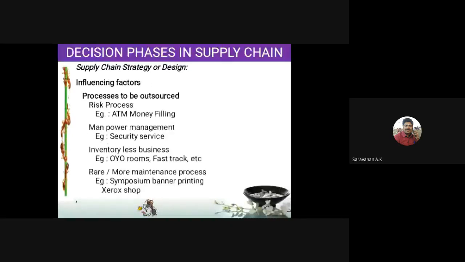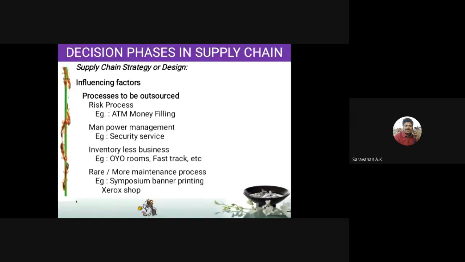Next thing, processes to be outsourced. What are the processes to be manufactured inside the plant and what are the processes to be outsourced to suppliers? Suppose the first thing is the risk process. Let us take ATMs, they are filling the money. None of the banks will fill the money in their ATM themselves. They will outsource to third-party security agencies. The agency has to collect the money from the bank and deposit it in the ATM machines because it is the risk factor. So that can be rented to a third party.